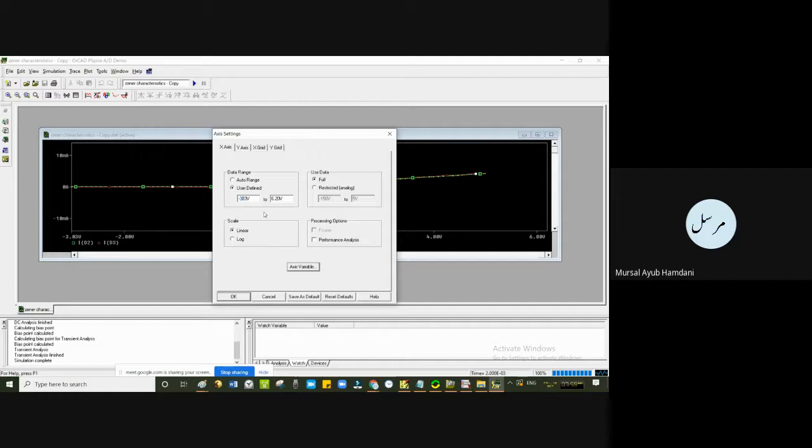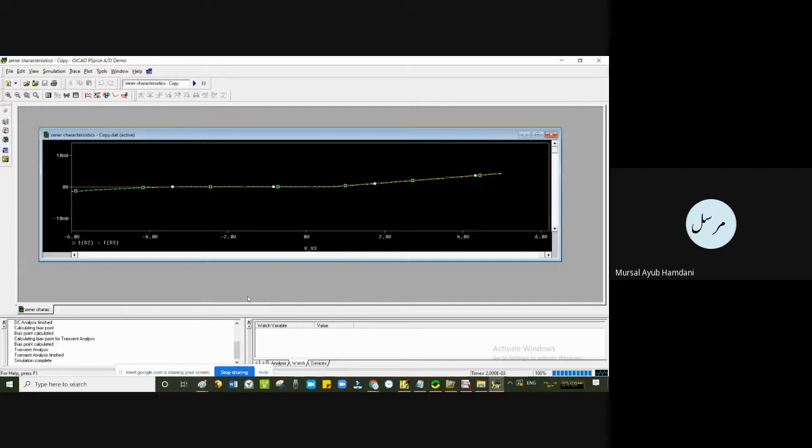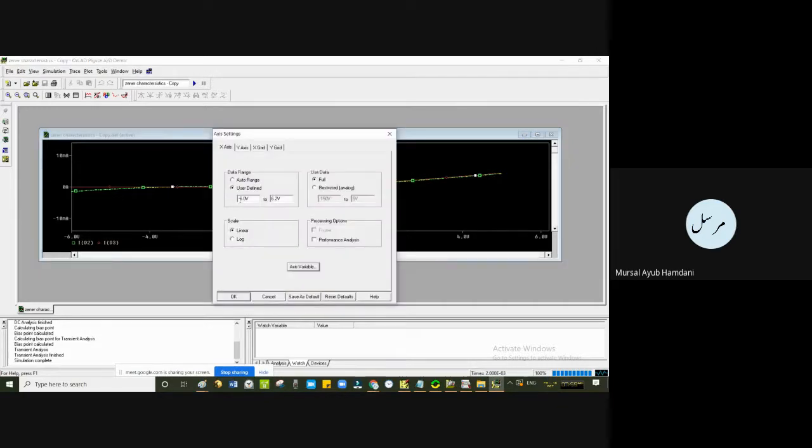minus 6, okay, what happens to the Zener diode? You see, at around 5.4 to 6, a breakdown starts. Now, this breakdown will be more imminent if we now go to minus 10. You'll be able to appreciate it a bit more.